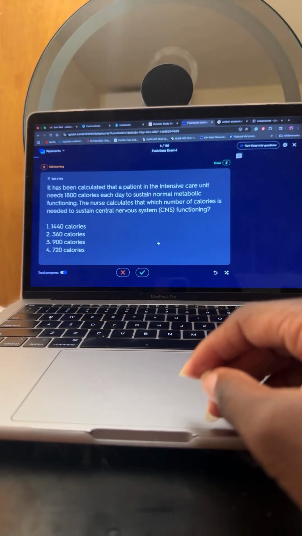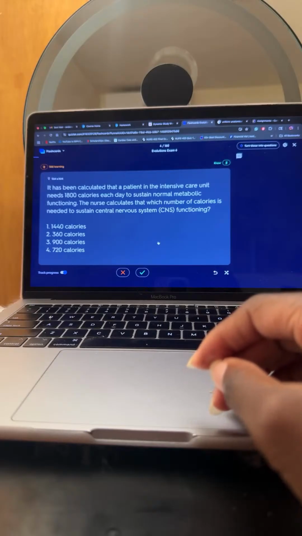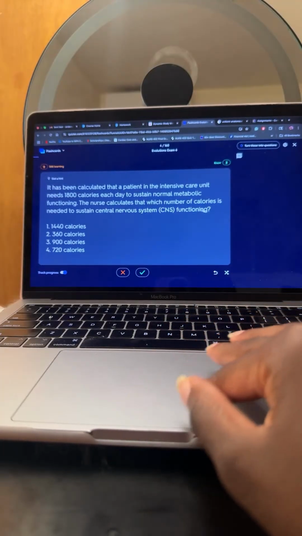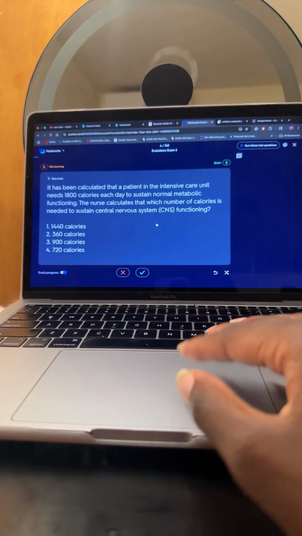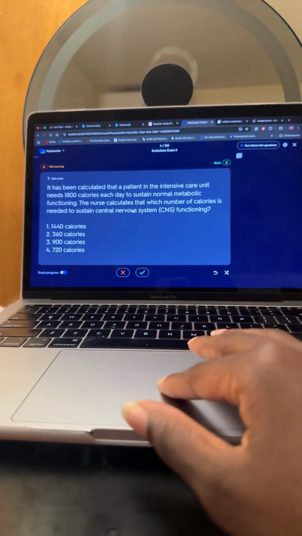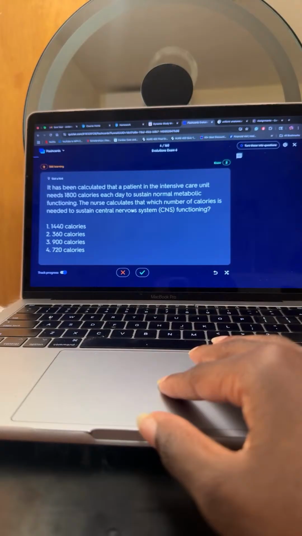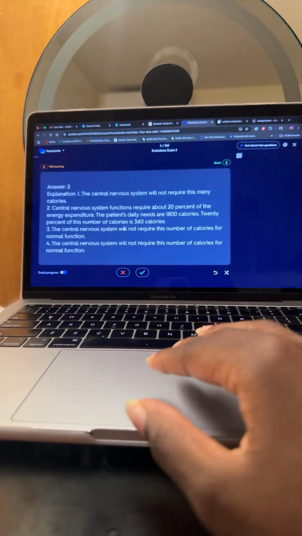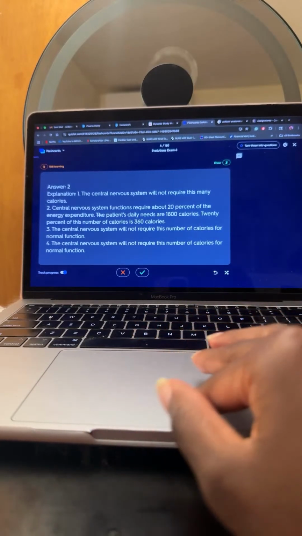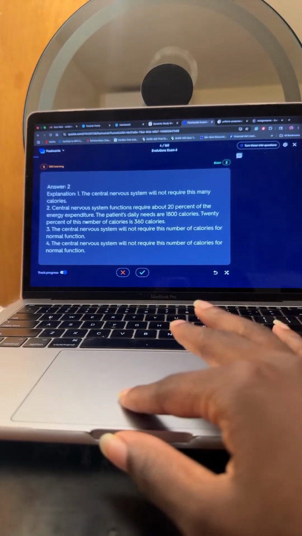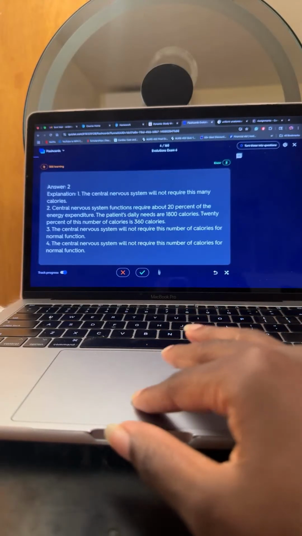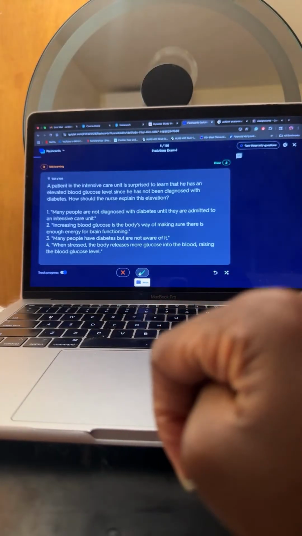So yeah. It has been calculated that a patient in the ICU needs 1,800 calories each day to sustain normal metabolic functioning. The nurse calculates which number of calories is needed to sustain the central nervous system. I don't know this, and we never were taught to do this, so I'm gonna guess. I'm gonna go with 2. Lucky guess. Yeah, so it's 2. The central nervous system requires about 20% of energy expenditure. The patient's daily is 1800, so 20% is 360. Nice. Learned something, so we're gonna put that over there.